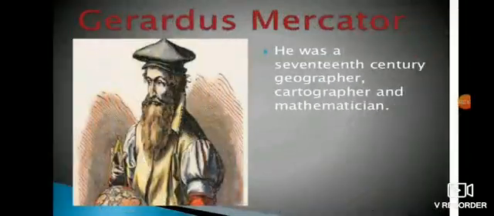Next is Gerardus Mercator. Gerardus Mercator explored Flanders and made globes of the earth and the sky. He became one of the best map makers in the 16th century. Students, he was the first person who made a globe. Remember it.